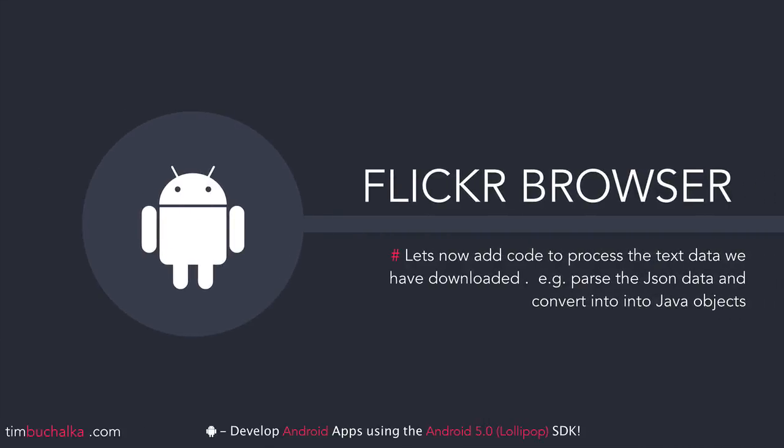Continuing on with our Flickr browser, we're now going to add code to process the data we've downloaded as JSON data. So we're actually going to take the data, convert that JSON data into Java objects that we can use throughout the program. So let's get stuck into that.